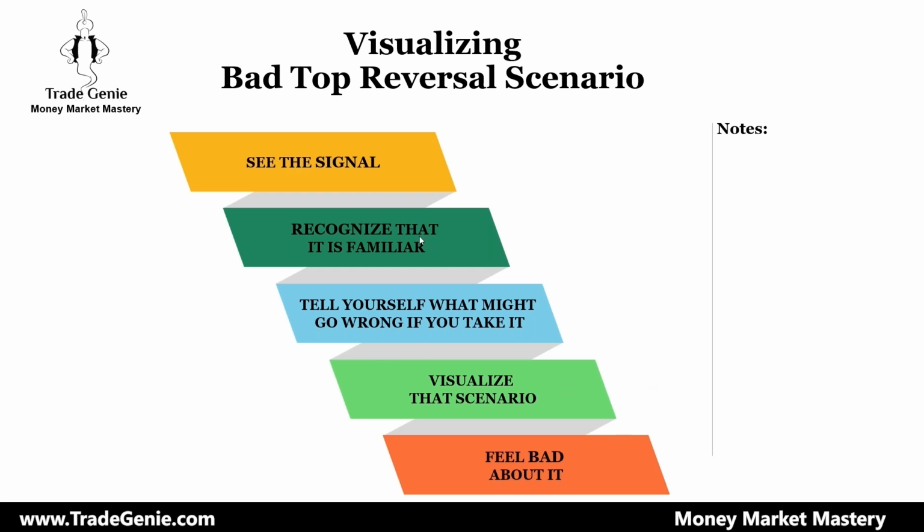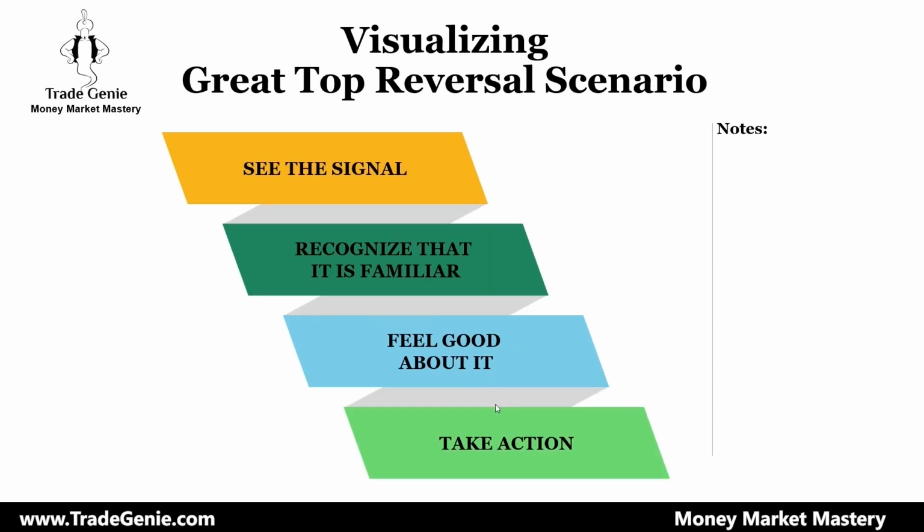So this is a bad scenario, visualizing a bad top reversal scenario. So don't do this. You need to do it like this. You see the signal, you recognize it's familiar, and you're feeling good about it, inside, your internal signal. So this is your external signal, this is your internal signal. So external plus internal. I mean, just the way I'm telling. And then you take bold and courageous action. So this is the good way of analyzing things.